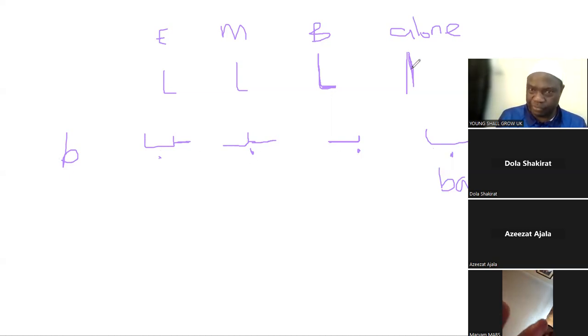We call this alif, but alif has no sound. B. Okay? The third letter is like this. It's a family of ba, but it has two dots on the top.